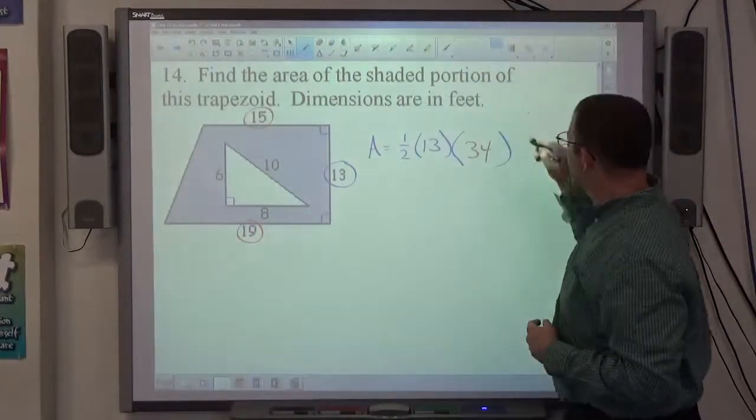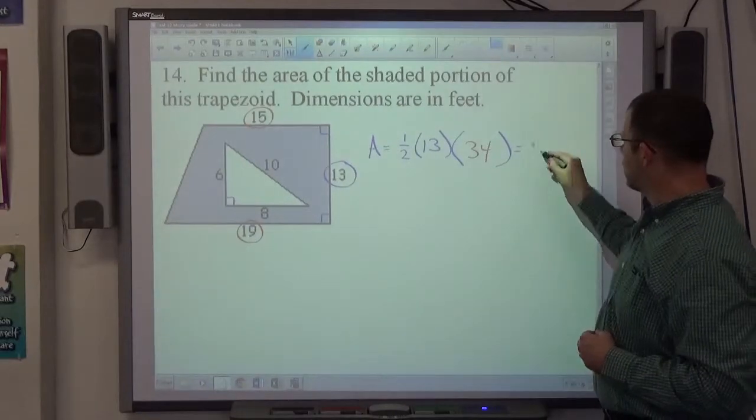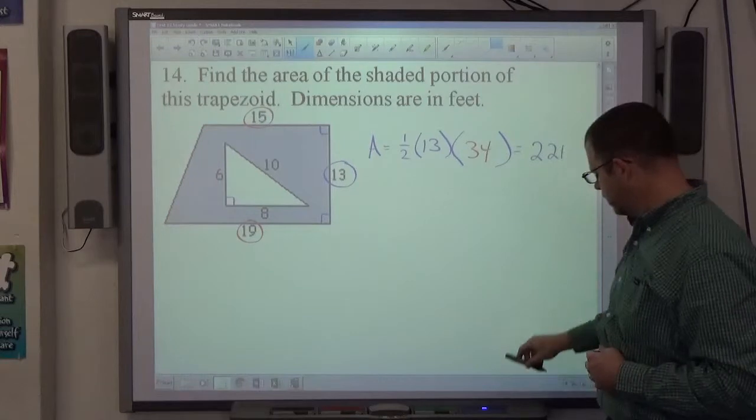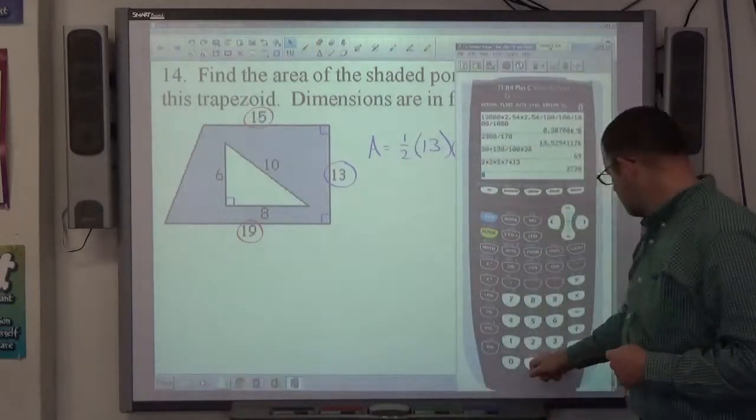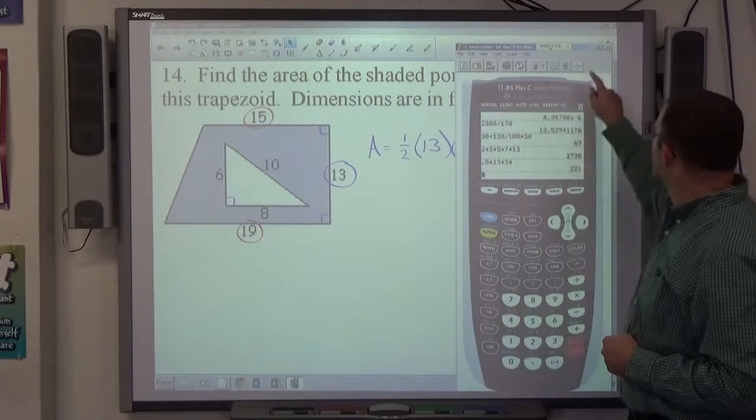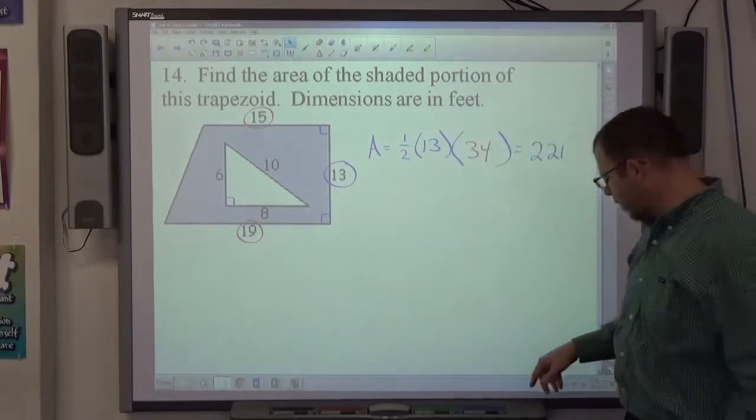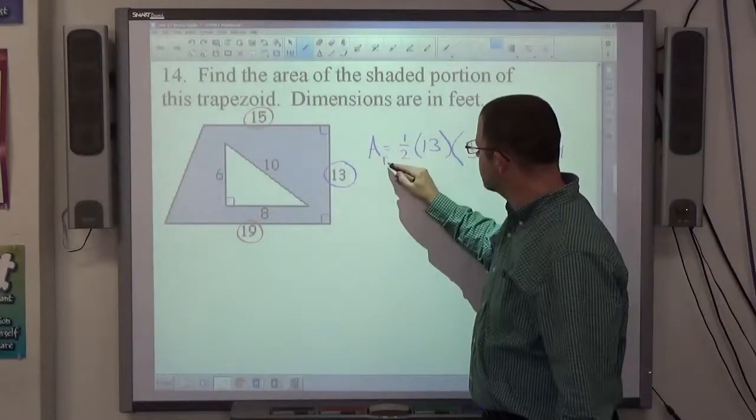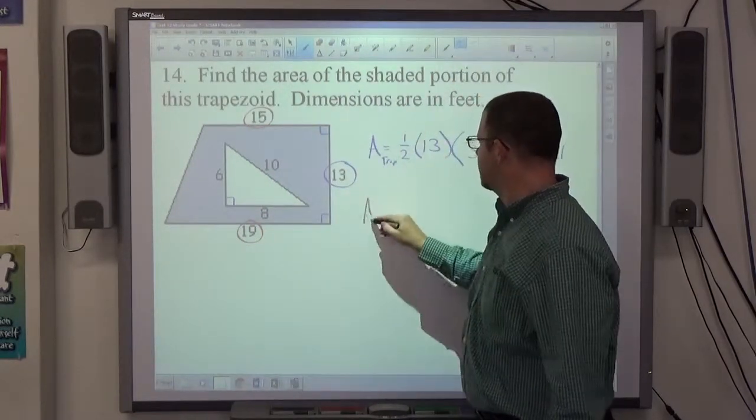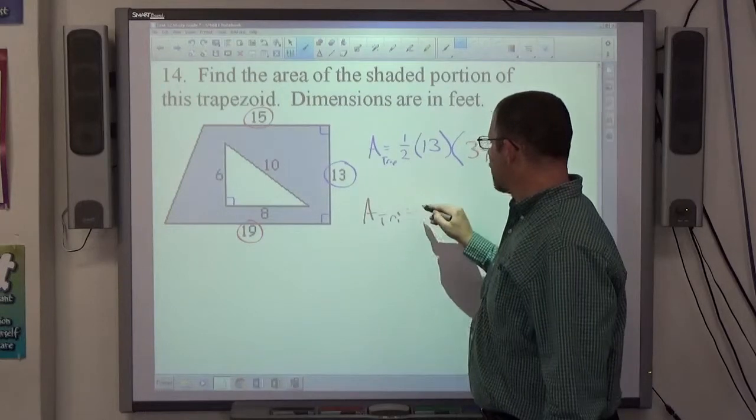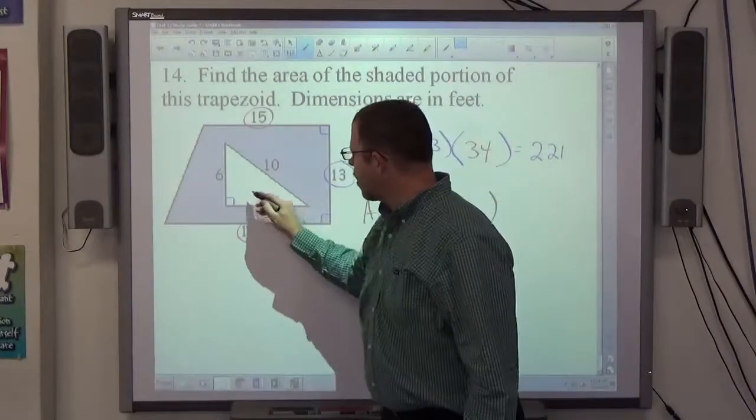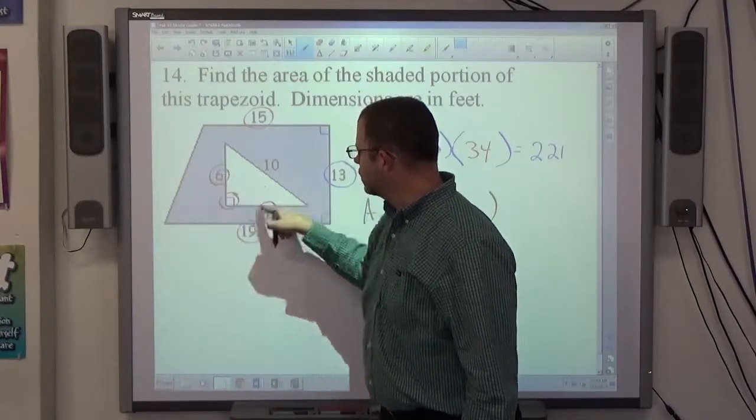And then if I just multiply that out, 221, I think. 0.5 times 13 times 34, 221. Perfect. Okay, the area of trapezoid is 221. As far as the triangle is concerned, area of a triangle is 1/2 times its base times its height, and the base and height are perpendicular to one another, so 6 and 8.